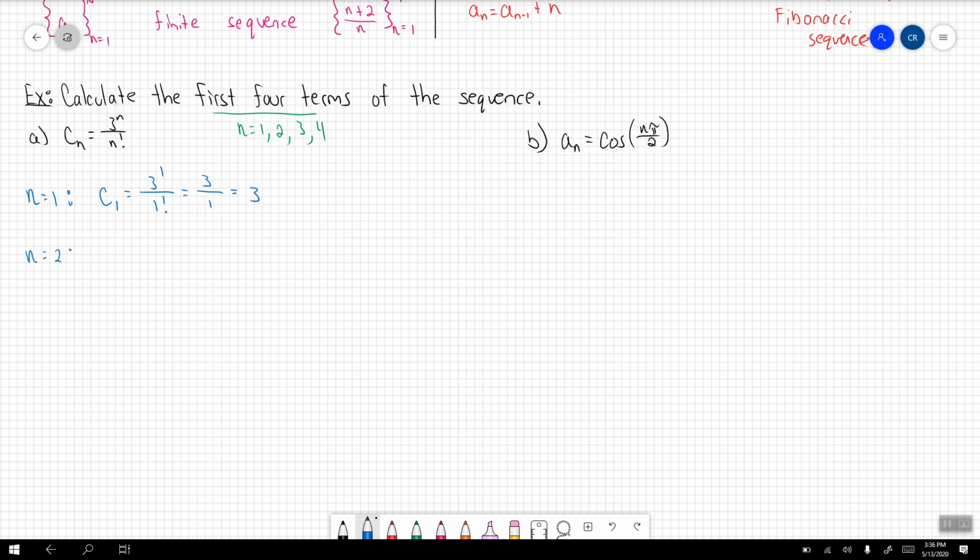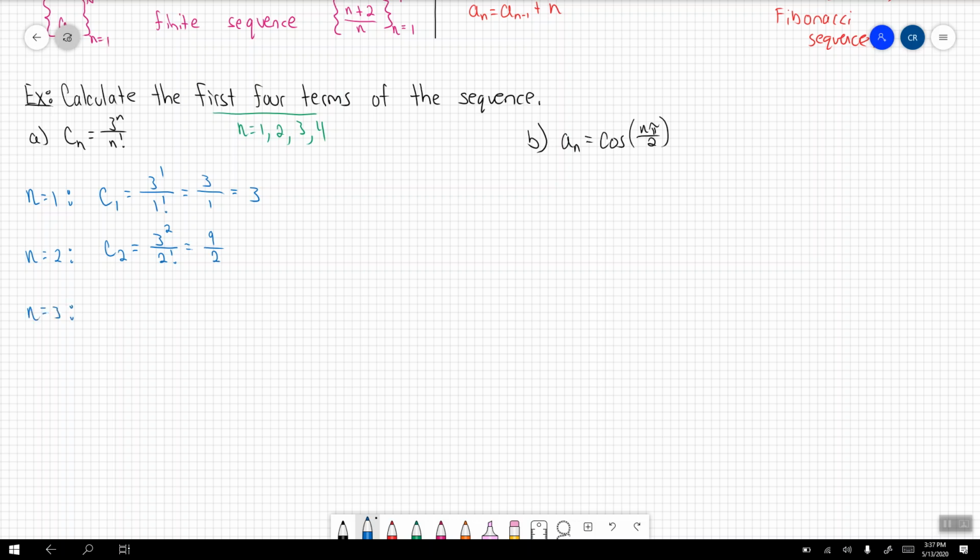N is equal to 2. All right, that's going to be c sub 2. This is going to be 3 to the power of n, where n is 2, divided by n factorial, which in our case is 2 factorial. This naturally becomes numerator is 9, denominator is 2. There we are.